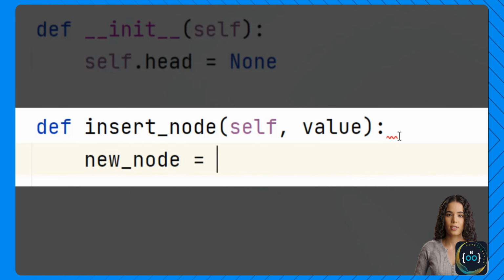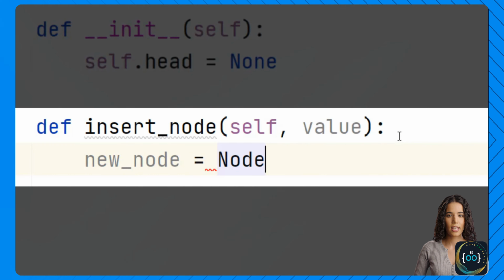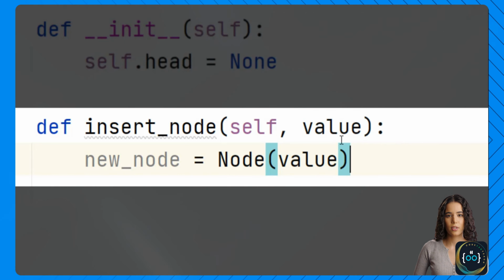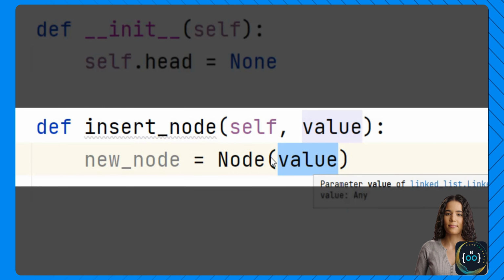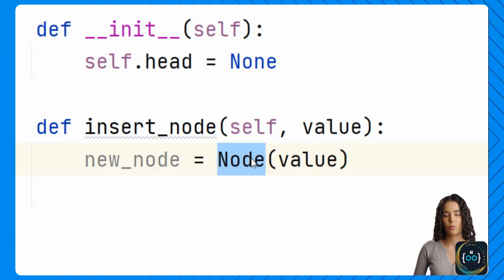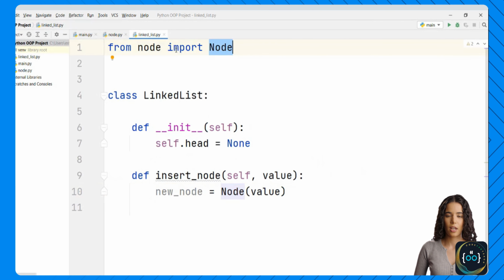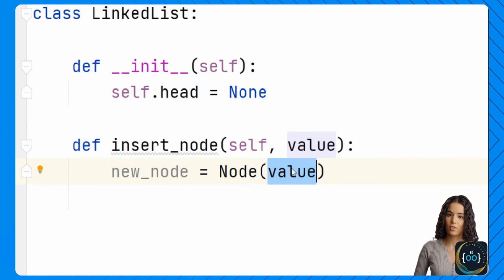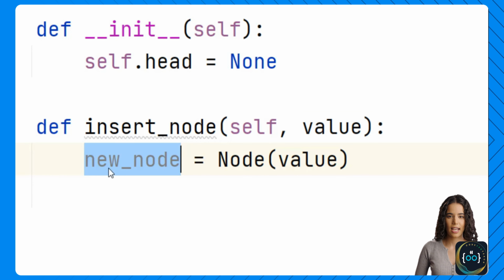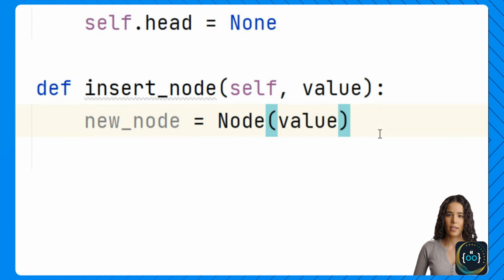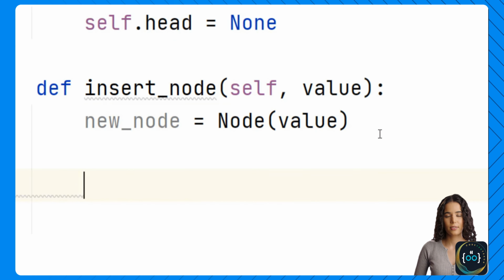We say new node, and we create the node from the value that was passed as the argument. We create the node instance. We can use the node class right here because remember that we are importing it from the node module. So we use it, we create the node right here, and we assign it to the variable new node. That is the node that we are going to insert.